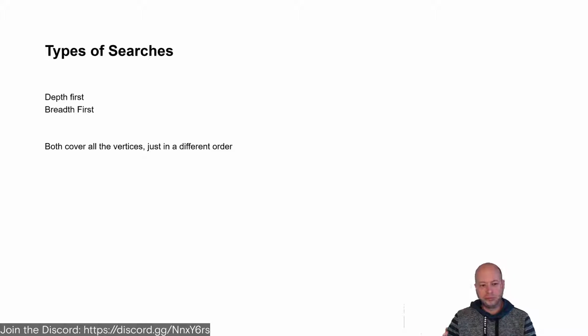There are a couple of different searches for graphs, although there are more interesting searches like Dijkstra's and A*, which allow you to find the shortest path. So it's not necessarily to find a particular node at the fastest speed, but to find the shortest path between two vertices. We'll talk about depth first search and breadth first search, and they both cover all the vertices, but they do it in a different ordering.